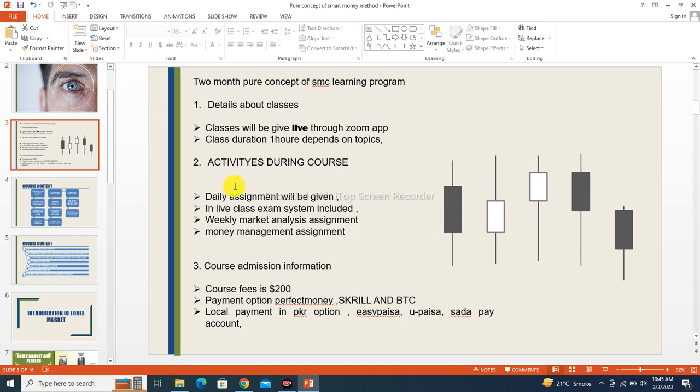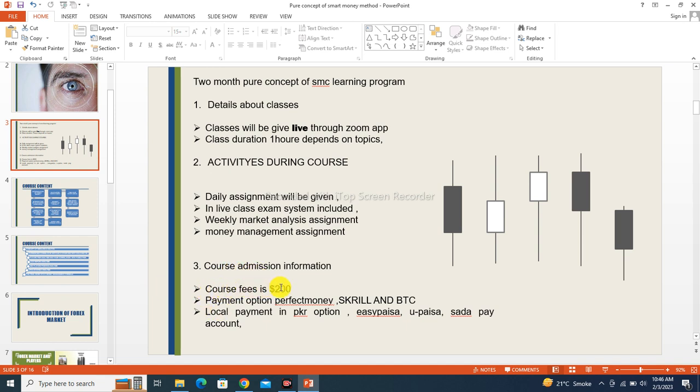This is the activity during the course. What we will do during the classes: I will teach you the class, then an assignment will be given. In the live classes, I will take exams, test system included, weekly market analysis assignment, money management assignment, and the course admission information.